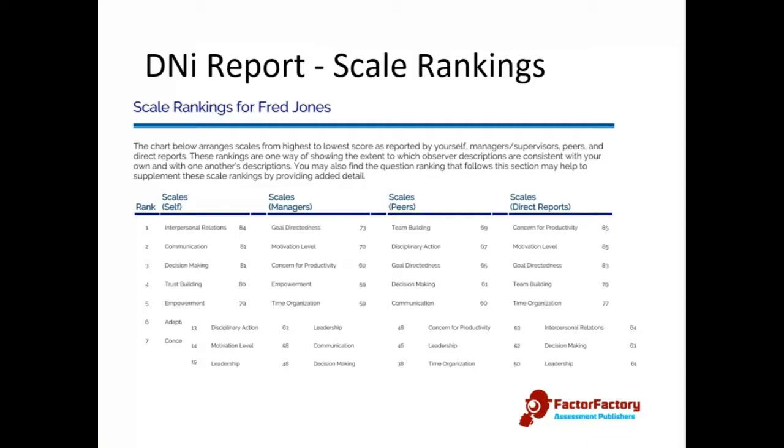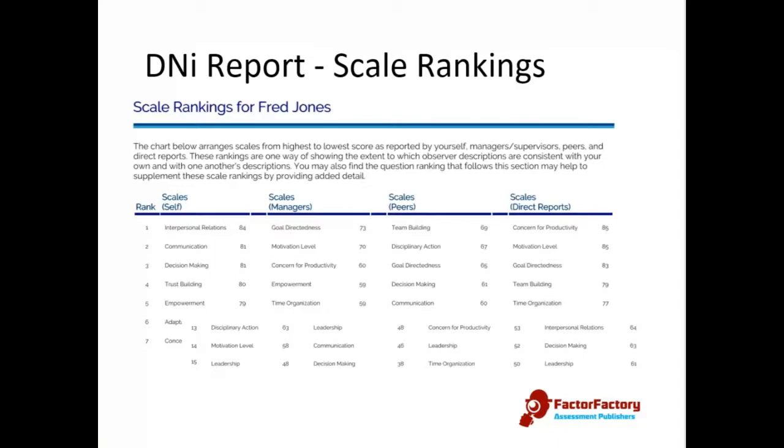So in the report, there's also something called scale rankings. What we do here is we take the 15 scales and order them from highest to lowest scores on average. You'll see there on the far left is self, and there's two screenshots here. I showed you the top of the list and the bottom of the list. Where you see that 13 disciplinary action, that's sort of the bottom of the list offset.